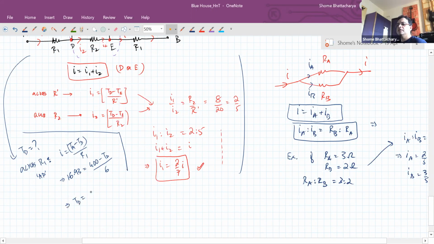Okay, I'll get TD as 400 minus 16.93 into 6. So that will come out to be something. We'll just calculate this. Okay, and then we will apply the same technique now, like we are doing across R1 over here. We'll apply that same technique now across that R3, which is between D and C. So we'll get the temperature at the point C. So it's a 2-step process.